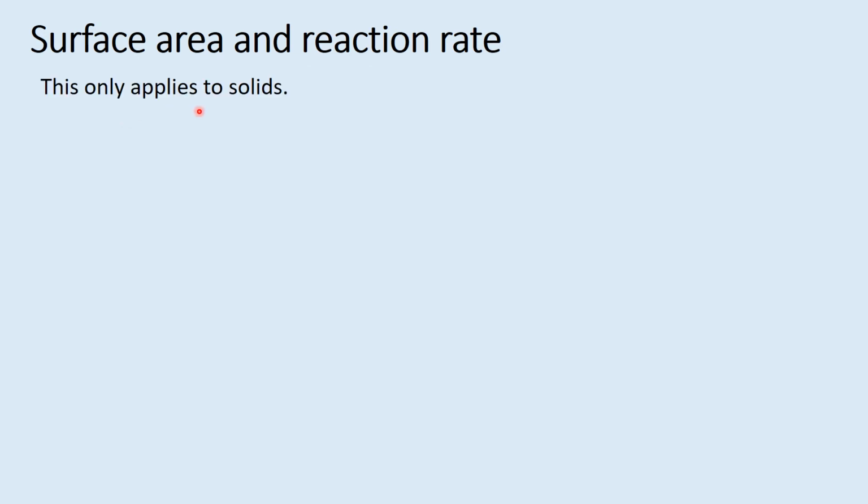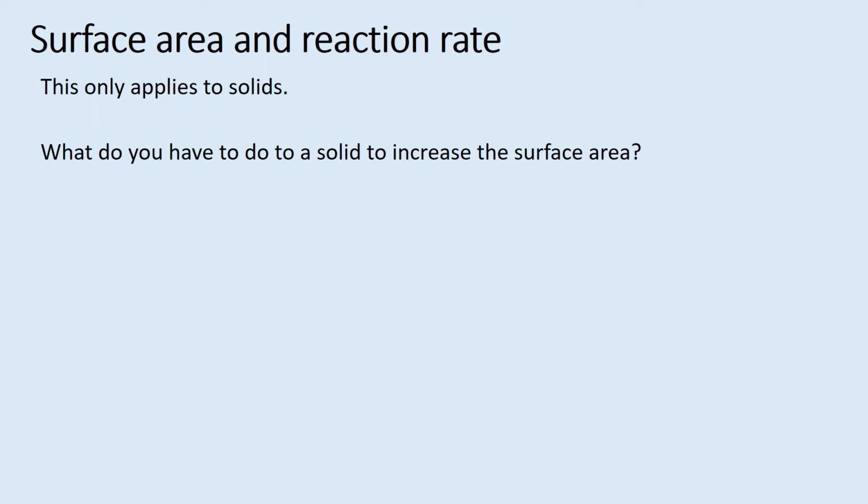First up, this only applies to solids. So that's probably pretty obvious, but that's something to remember. I'm hoping you might know what you have to actually do to a solid to increase the surface area. Have a think about that. And hopefully you said to break it up or smash it up into small pieces or turn it into a powder or words to that effect.